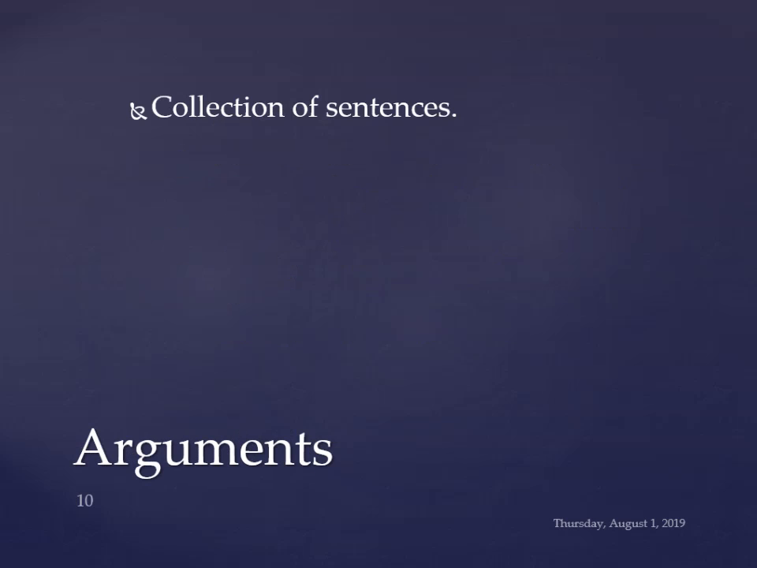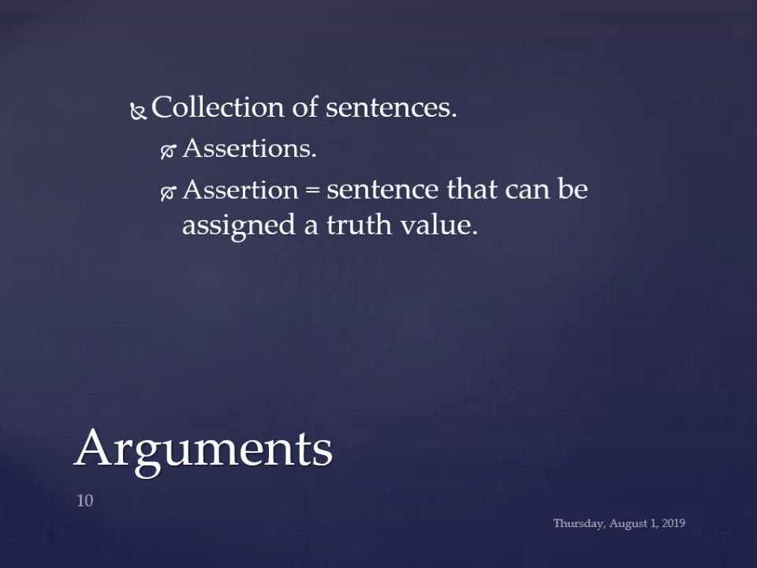All right, so what's an argument? Let's talk about arguments a little bit. Arguments are collections of sentences. There's a special kind of sentence called assertions. Now, what's an assertion? An assertion is a sentence that can be assigned a truth value. A truth value just means a determination of it either being true, which is what T stands for, or false, which is what F stands for.